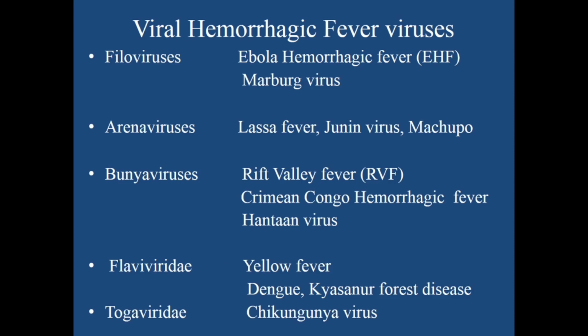Regarding the filoviruses, you've heard of Ebola hemorrhagic fever and Marburg viruses. These are the most dangerous among the viral hemorrhagic fever viruses. The others include members from the arenaviruses, like Lassa fever, Junin virus and Machupo. Then the Bunyaviruses: Rift Valley fever, Crimean-Congo hemorrhagic fever, and Hantavirus. Among the flaviviruses are yellow fever, dengue and Kyasanur Forest disease, and chikungunya virus is included under Togaviridae.